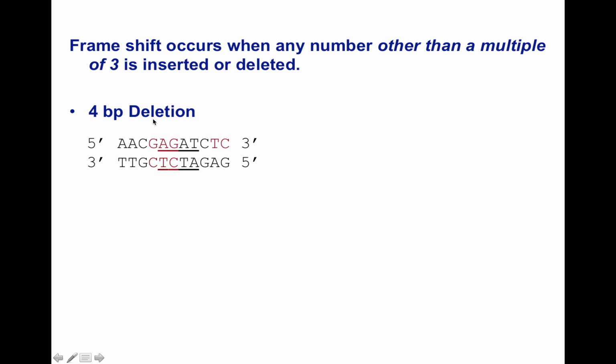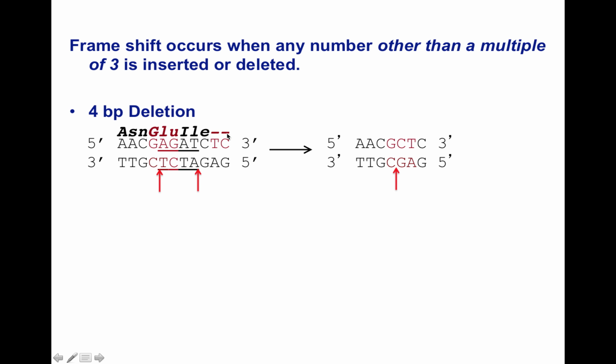So if you have a 4-base pair deletion, here we have a nucleotide sequence. We're going to remove these 4 nucleotides right here. Okay, so now this CTC is right up against this G here. So we've changed the codon. This is the original amino acid sequence, asparagine, glutamine, isoleucine. But because we took out 4 nucleotides, not only will we change this glutamine, but we'll also change any subsequent amino acids afterwards. So we've changed the glutamine to alanine, and that isoleucine is no longer encoded. The sequence is going to be different.